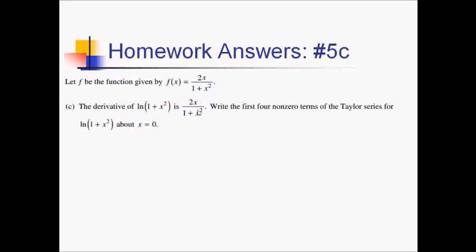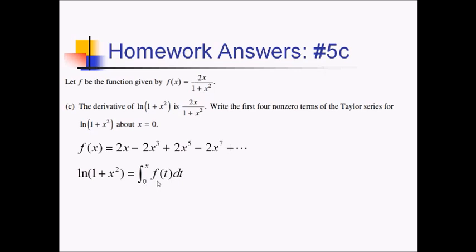And the reason that's important is because we have a series for this function. We found it in part A. It was this geometric series. So if taking the antiderivative of the original function gives me the function they're asking about, taking the antiderivative of the series that represents that original function is going to give me the series that they're asking for here. So I just need to take the antiderivative of all of this, and that's going to give me the series for ln of 1 plus x squared.